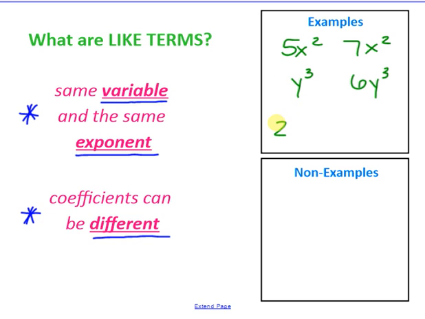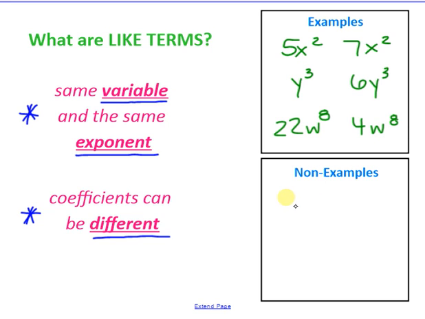Another example would be 22w to the 8th power and 4w to the 8th power. The variables are the same, w and w, and the exponents are the same, 8th power and 8th power, but the coefficients can be different. Now the coefficients can also be the same, so that's important to know. If this was a 4 and this was a 4, that's okay as well.